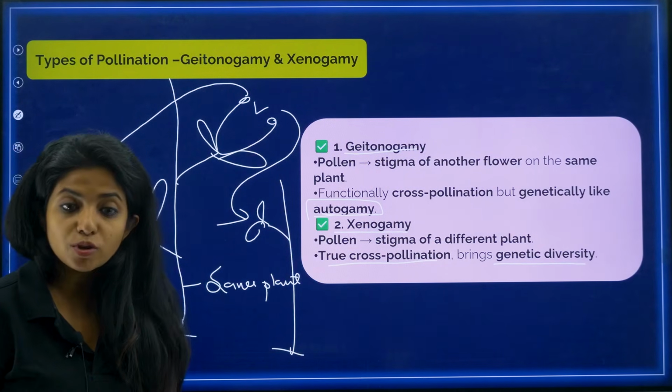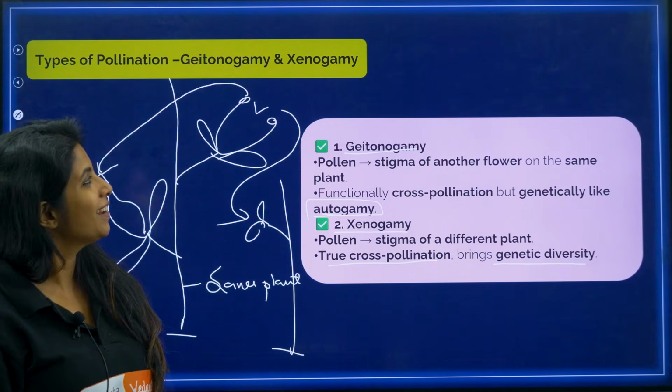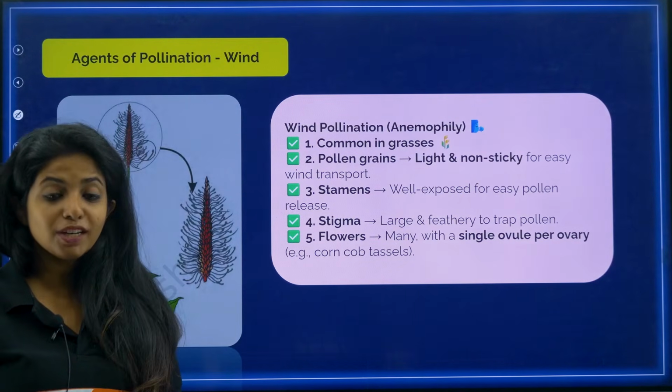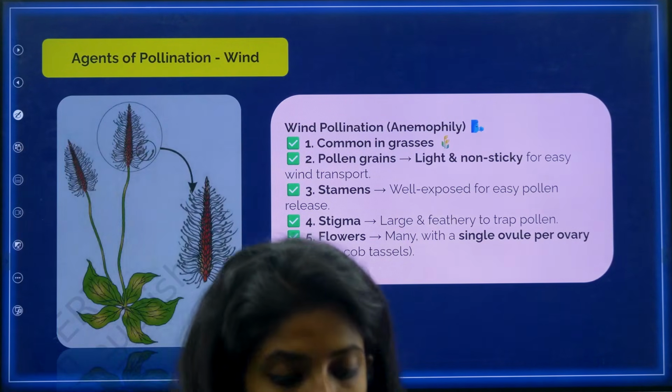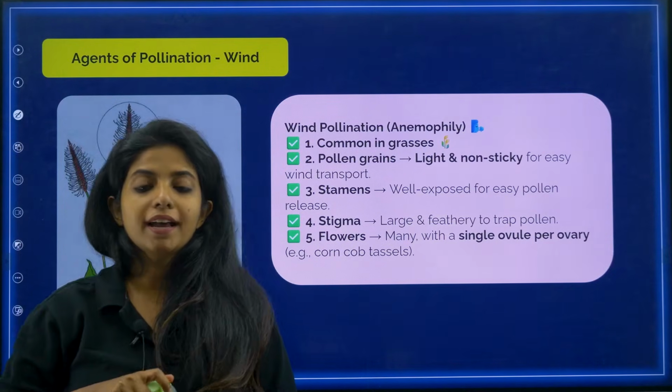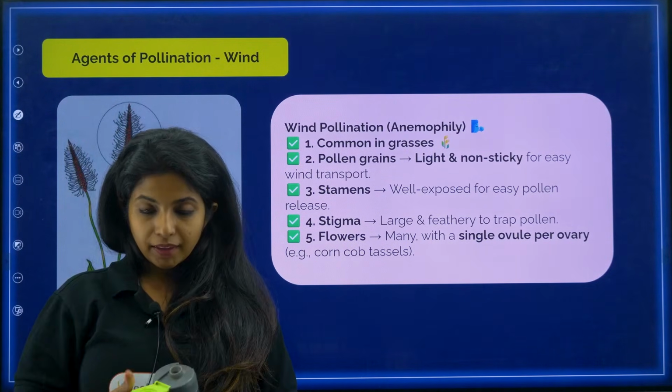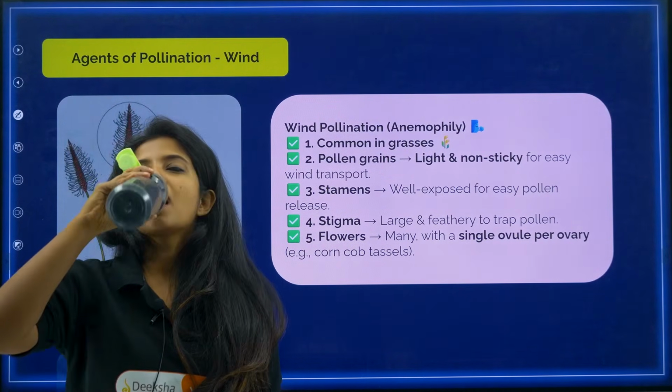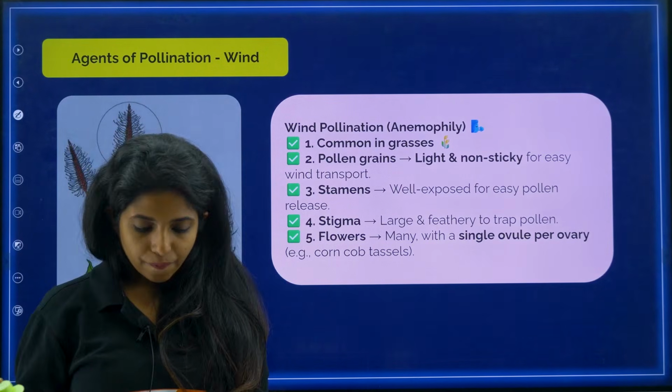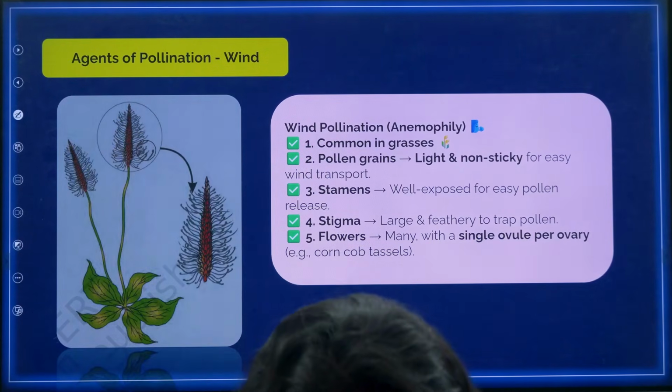So these were the types of pollination. Cool? I hope you're understanding. If you're understanding, do let me know. And also please drink enough amount of water. I'll also just take a break and drink a little amount of water. Too much of talking, right? At least this much. Okay.